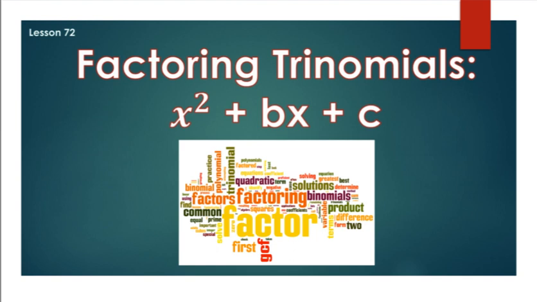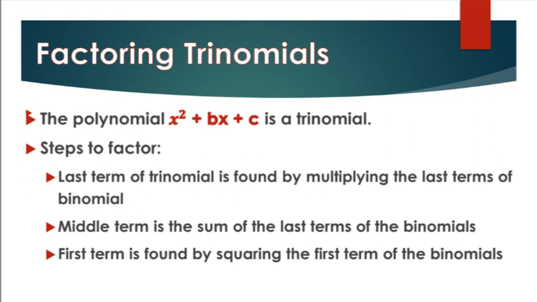Lesson 72, factoring trinomials in the form of x squared plus bx plus c. So first off, trinomials. Trinomials have three terms. So the polynomial x squared plus bx plus c is a trinomial because it has three terms: the first term, the second term, the third term. Now the steps to factor these.